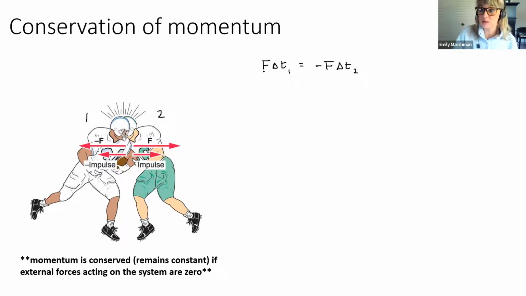The impulse-momentum theorem tells me that if the impulse is the same but opposite, that means that the change in momentum for both players is the same but opposite. So delta P, the change in momentum for player 1, is equal to the change in momentum for player 2, just in the opposite direction. So we put a negative sign.